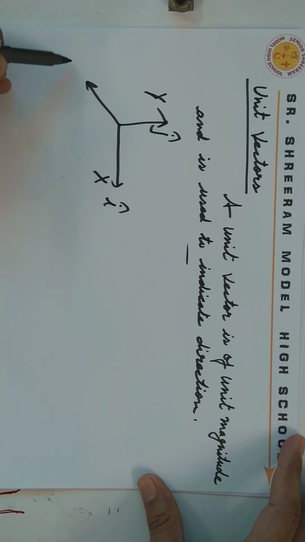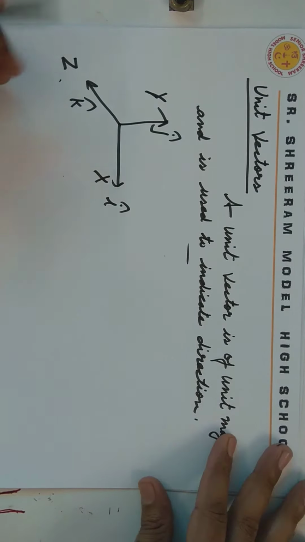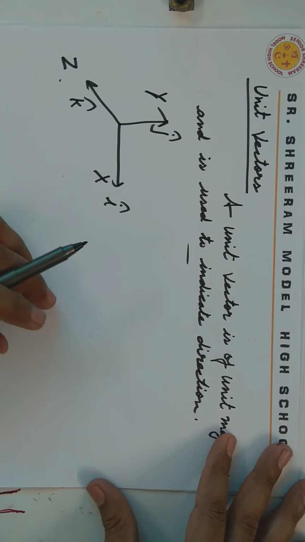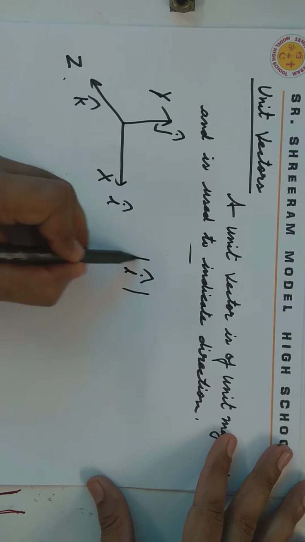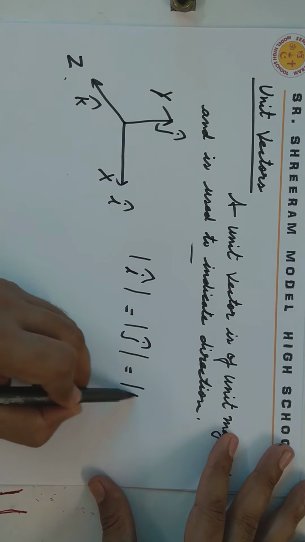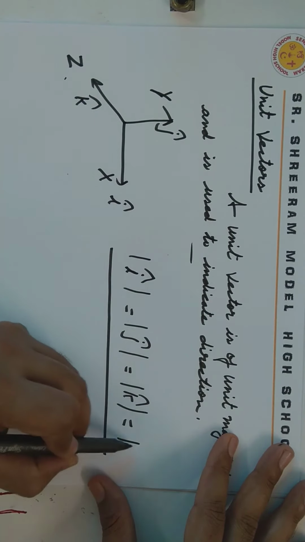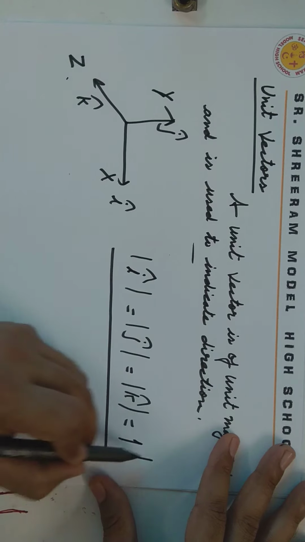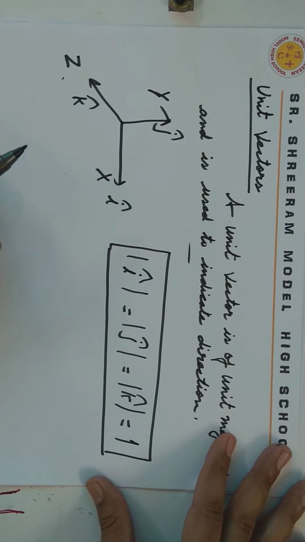Similarly, we use k cap for z-axis direction. It is a unit vector in the direction of z. So as I already told you, they have magnitude 1. So I take magnitude of i cap, magnitude of j cap and magnitude of k cap. So they must have all magnitude 1. This is 1. Okay, but they all three indicate three different directions.